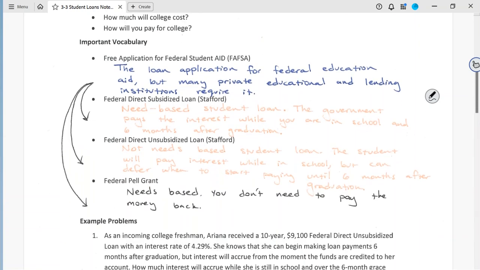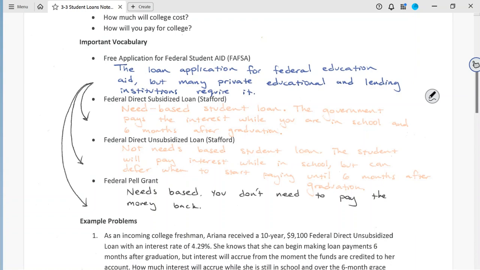First is the FAFSA. That is the Free Application for Federal Student Aid. This is the loan application for federal education aid, but many private educational and lending institutions require it. This is the first step for receiving federal education aid, but also many scholarships or grants will also ask for your FAFSA. Okay? Now, from your FAFSA, you may have some options.